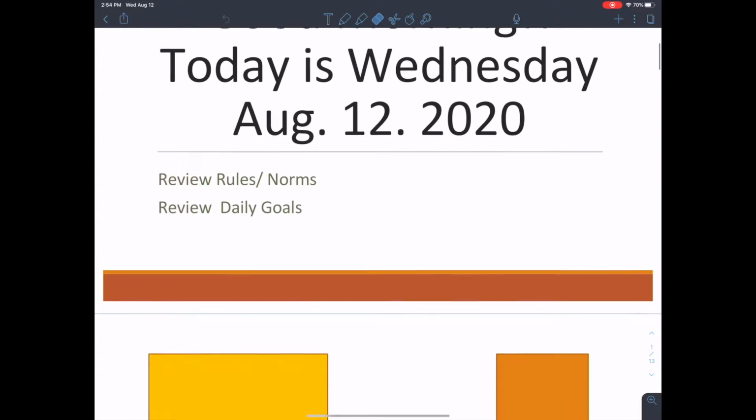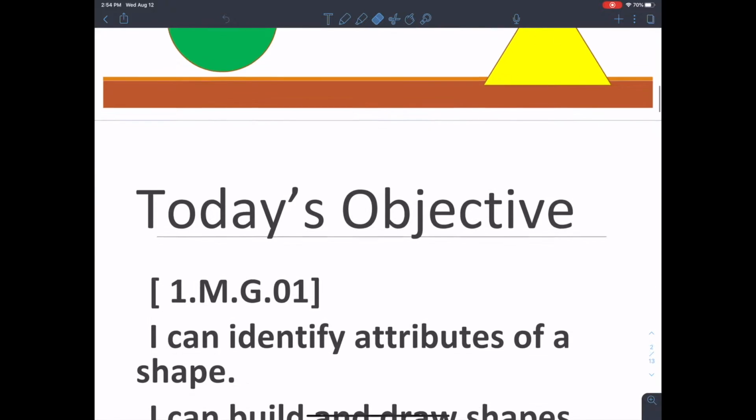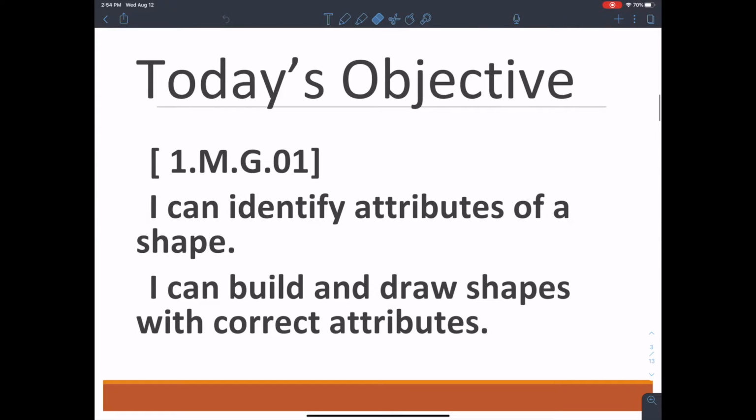Our goals today are going to be going over shapes. We are going to be learning about different shapes and different vertices and sides of shapes. And we are going to be learning about the attributes that shapes have. So here's today's objective. I can identify attributes of a shape. I can build and draw shapes with correct attributes.